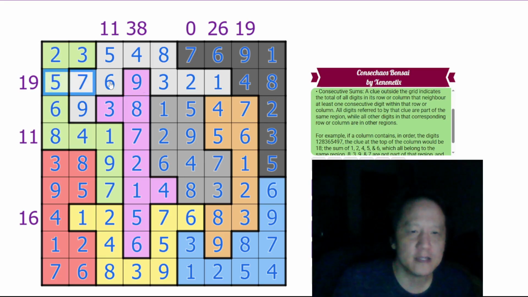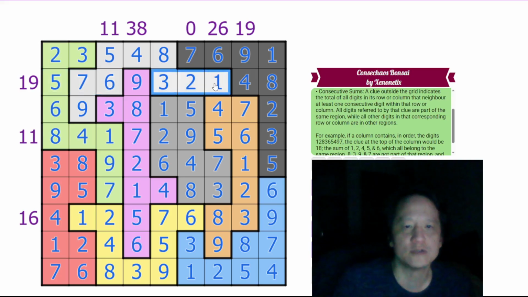Right? Because in this row, 5 is not consecutive with 7, but 7 and 6 are. 6 is not consecutive with 9, 9 is not consecutive with 3. 3, 2, and 1 are all consecutive, so then they all contribute to 19. 13 plus 3, 2, plus 6 is 19. 1 and 4 are not consecutive, 4 and 8 are not consecutive. 8 and 4 are not consecutive, 4 and 1, neither are 1 and 7, neither are 7, 2, 2, 9, 9, 5. 5 and 6 are the only consecutive, and they are in the same region.